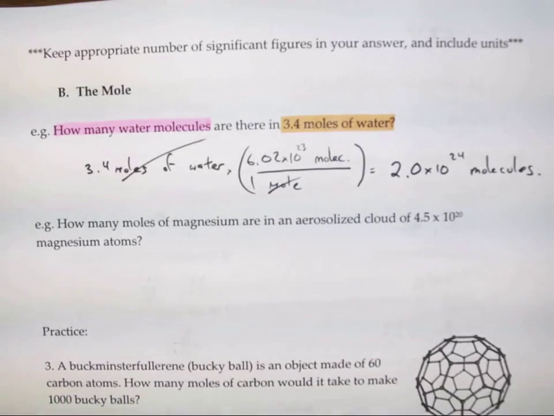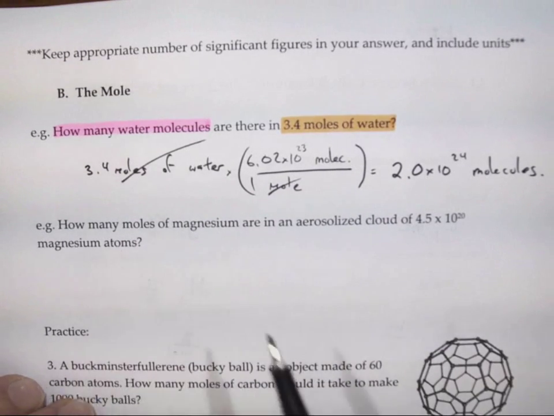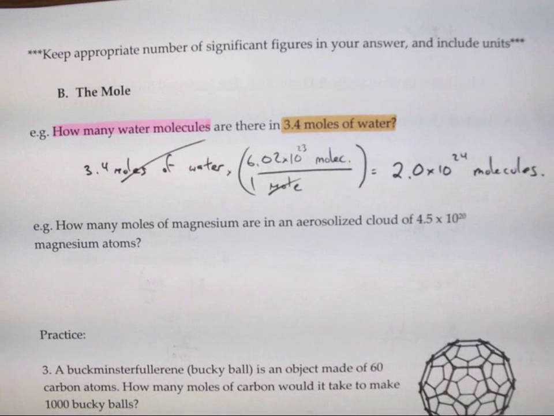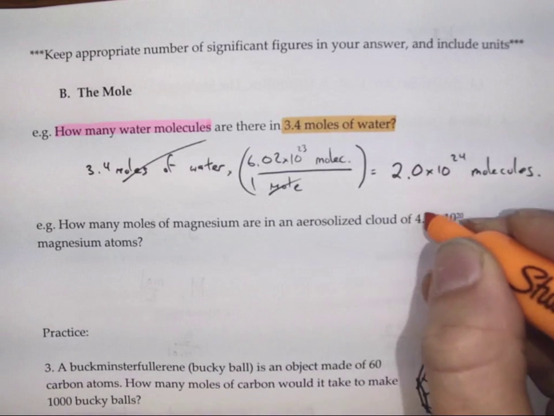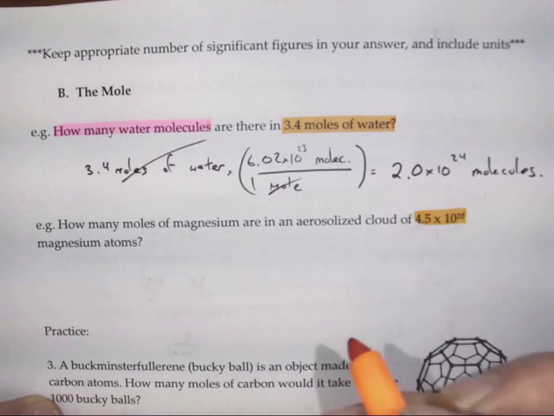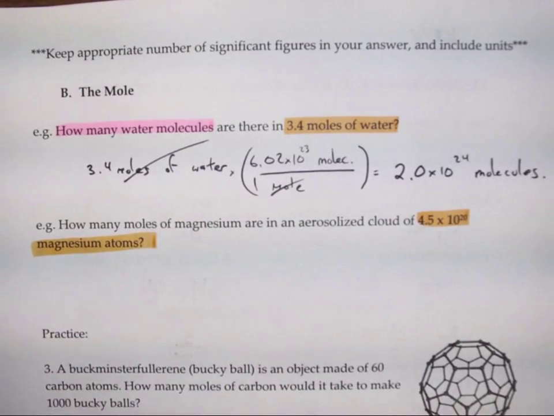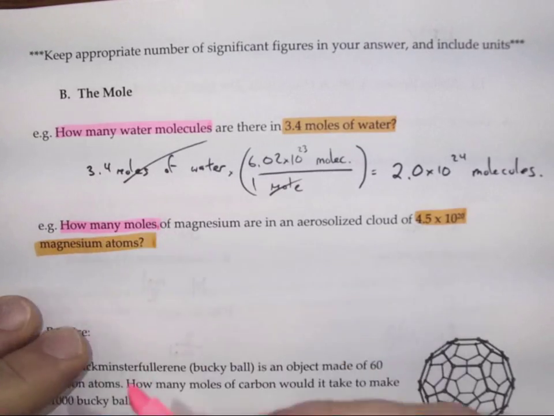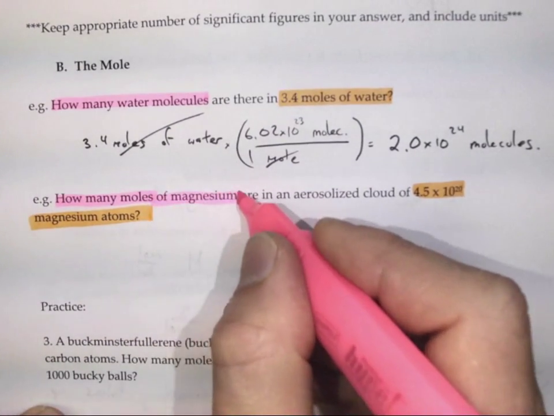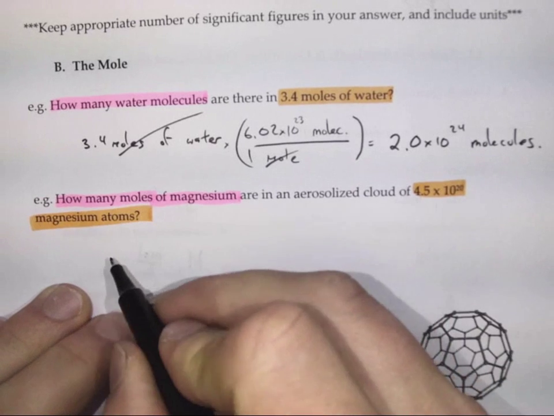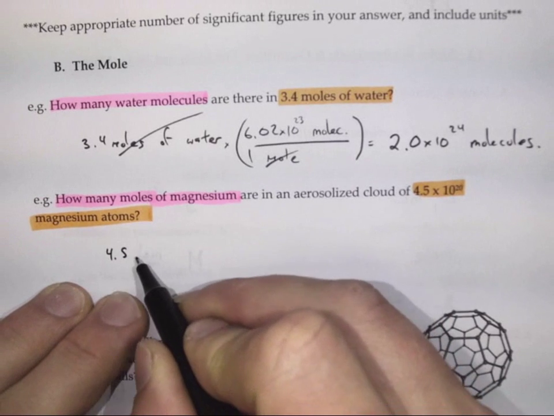Okay, moving on. Again, we have how many moles of magnesium are in an aerosolized cloud of 4.5 times 10 to the 20 magnesium ions. Okay, so some stuff we don't necessarily need to know. The aerosolized cloud, we won't let that distract us. We're given 4.5 times 10 to the 20 magnesium atoms, and we're asked how many moles this time of magnesium. Okay. Again, we like to start with the thing that we're given that is specific to the question.